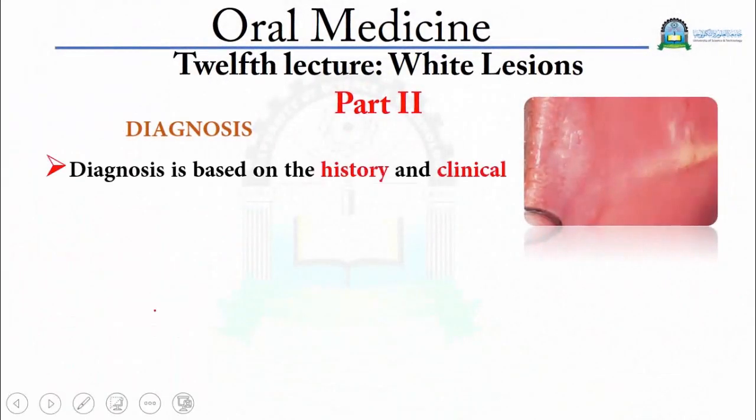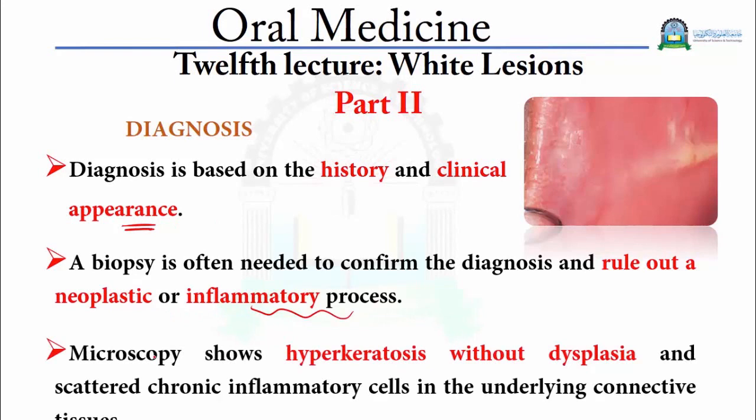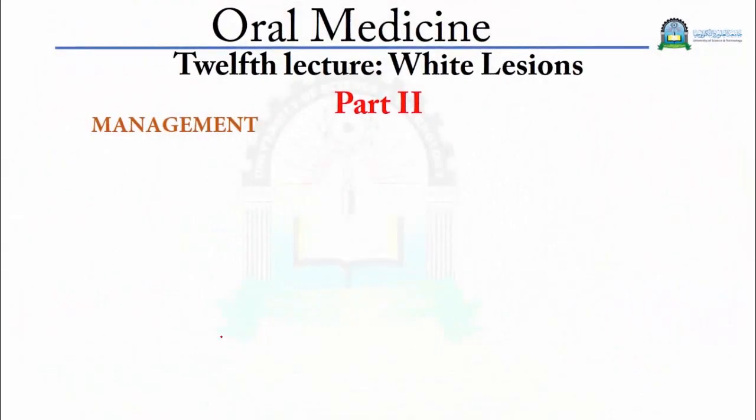The diagnosis of frictional keratosis depends mainly on the clinical diagnosis and the medical and social history of the patient. A biopsy is often needed to confirm the diagnosis and rule out any malignant transformation or any other inflammatory process. Microscopy of a biopsy taken from frictional keratosis will show hyperkeratosis without any type of dysplasia, and scattered chronic inflammatory cells will also be present in the underlying connective tissue of the lesion.